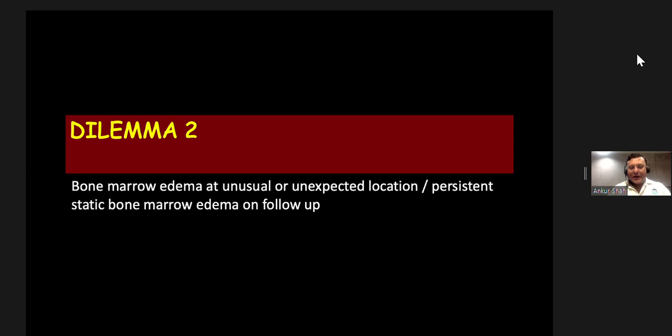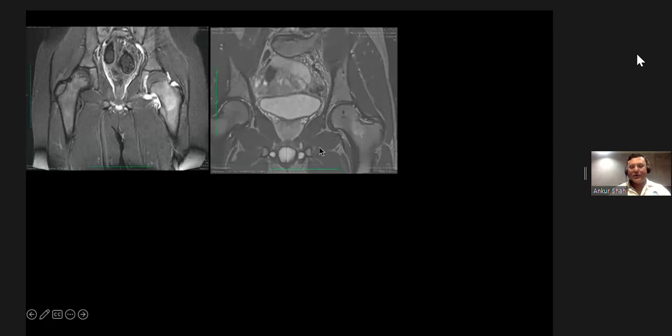The second dilemma is that many times we see areas of bone marrow edema at an unusual site or unexpected location, or you might see persistent marrow edema on follow-up on multiple scans. Like here, a young patient presented with left-sided hip pain. There's an effusion in the left hip joint with marrow edema in the neck of the femur. Somebody initially reported this as synovitis with possible infection, a tuberculous infection. The patient was put on ATT, and when they came to us on follow-up, it was exactly the same picture. There was no improvement at all.